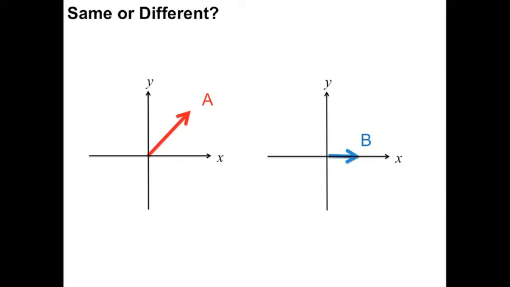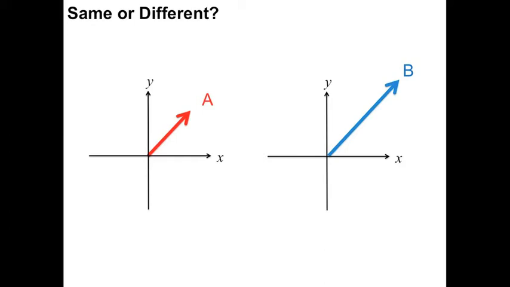Well, we can see that they do not point in the same direction. A is up at a 45-degree angle from the x-axis. B points along the x-axis. So these must be different vectors. How about these?